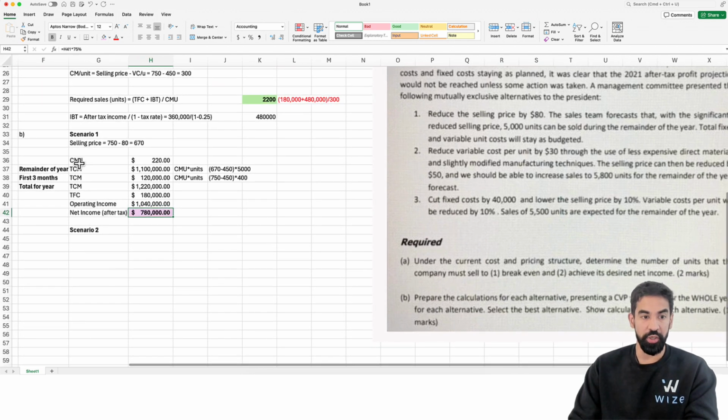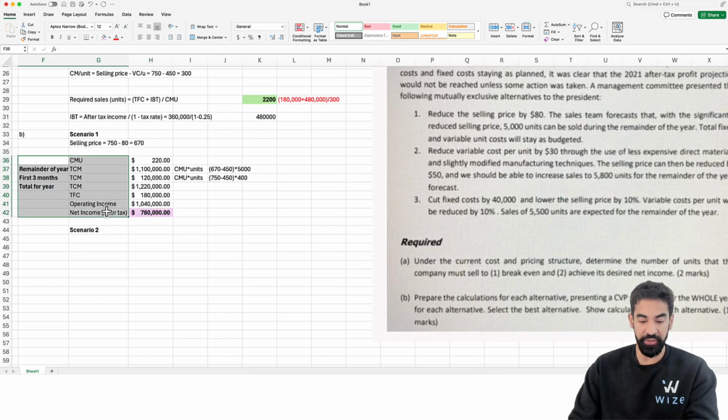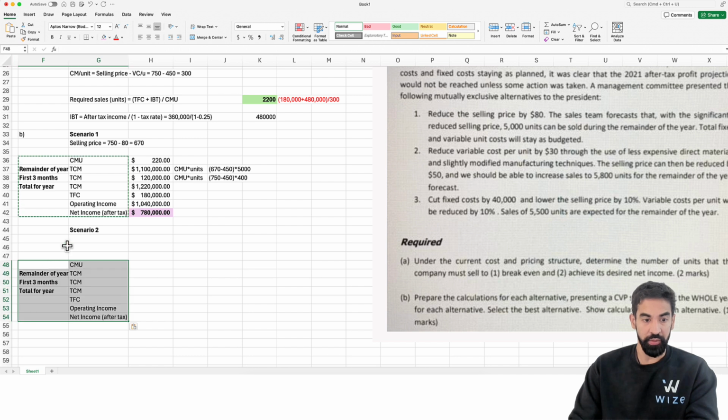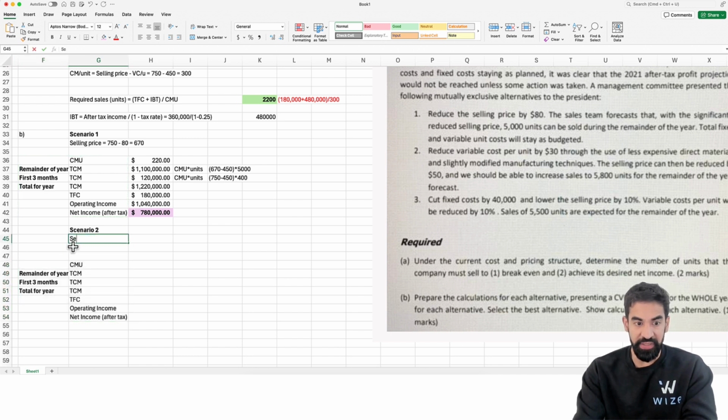Okay, so let's copy paste all of this here and do it underneath for scenario 2. So what is the selling price now?